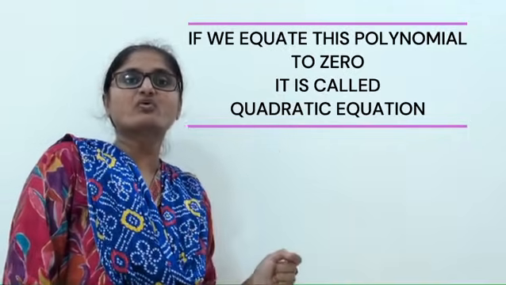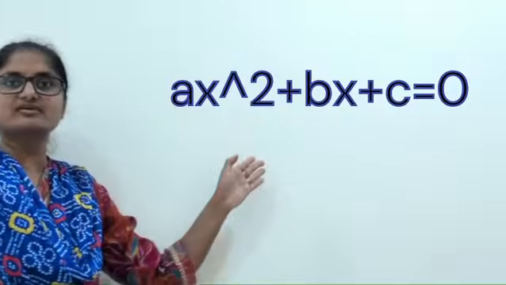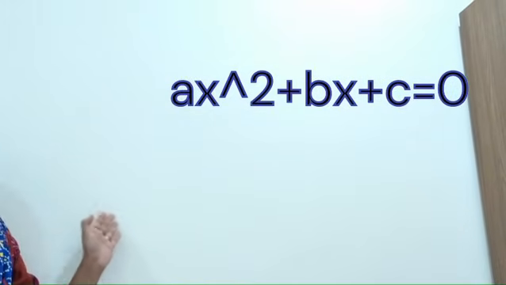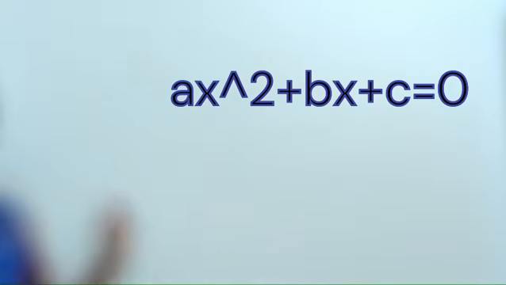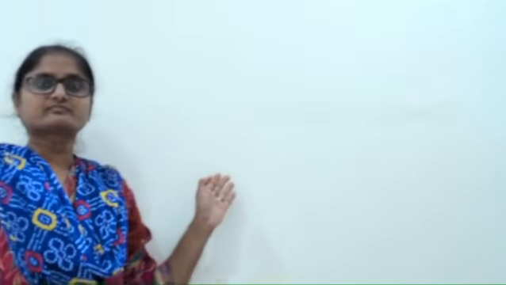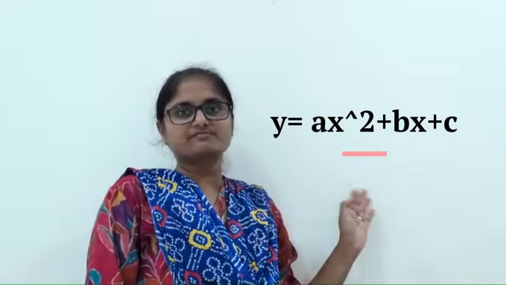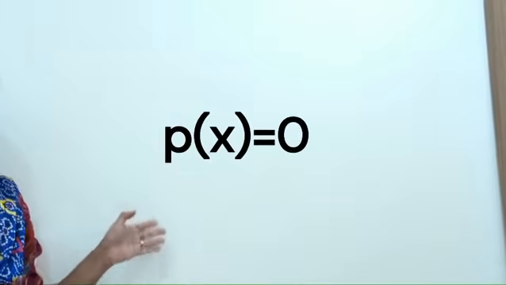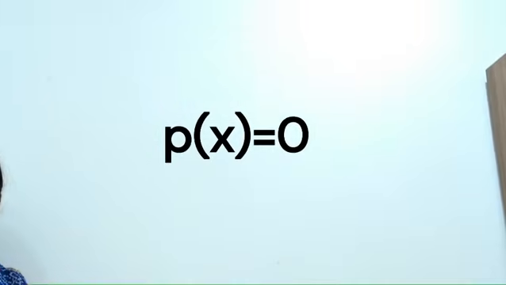The general form of a quadratic equation is ax square plus bx plus c is equal to 0, where a, b, c belong to R and a should not be equal to 0. Also, y is equal to ax square plus bx plus c can be called a quadratic function. So any equation of the form p(x) is equal to 0 of degree 2, we can call a quadratic equation. We have many mathematicians who dealt with quadratic equations.